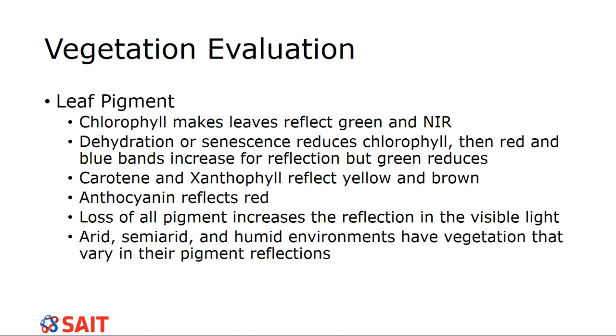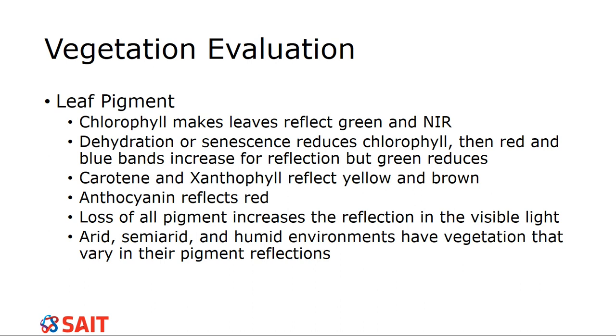So dehydration, or harvesting crops, like the senescent crops where it goes all brown, that reduces the amount of chlorophyll. Then red and blue bands increase for reflection, but the green actually reduces. Then there's also different parts of the plant. So there's carotene and xanthophyll, and that actually reflects yellow and brown. So as those increase, we're going to see that. That is often found in trunks of the trees as well. Then we have something called anthocyanin, and that also reflects red.